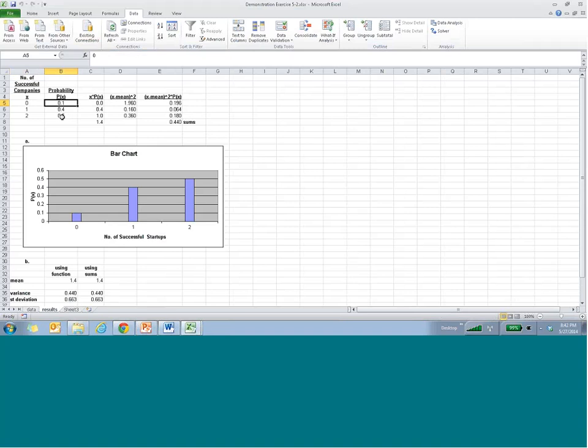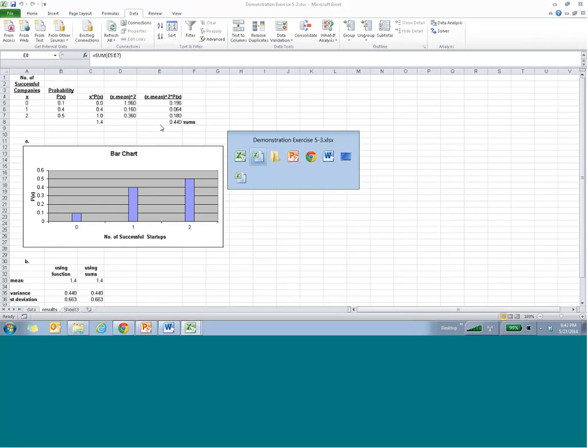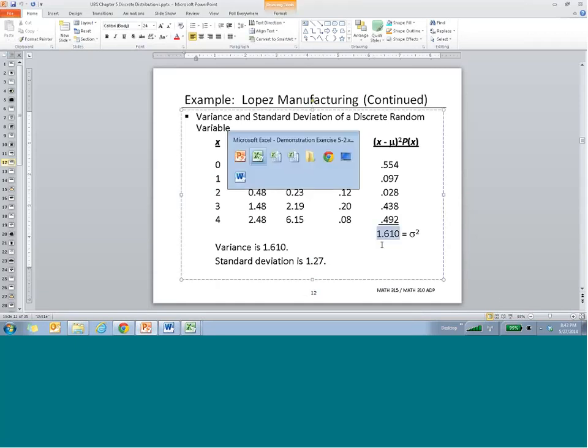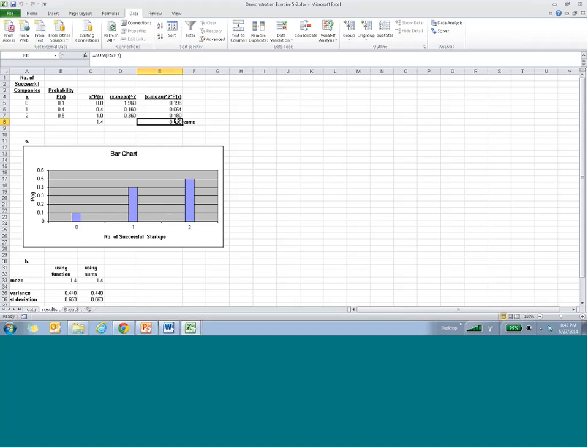10%, 40%, 50%. X times the probability, the sum of x times the probability gives me this expected value. Then I subtract that expected value from the mean and then square it. Okay? And then multiply it by the probability. So here is, and I'm going to go back to my PowerPoint, this variance right here, x minus mu squared times the probability, sum all those up. Here is my variance.